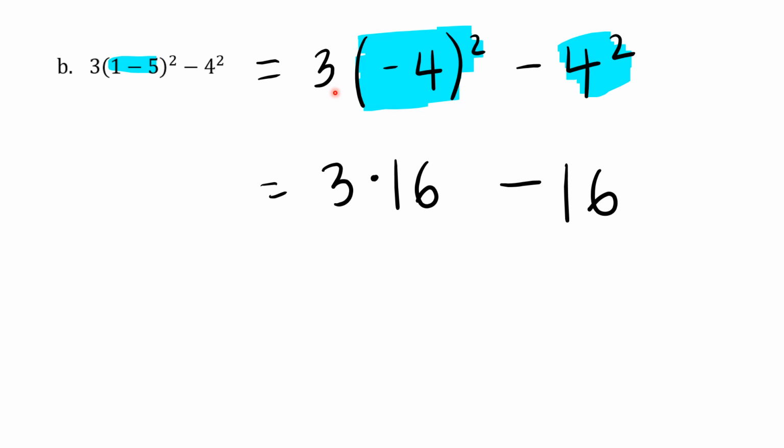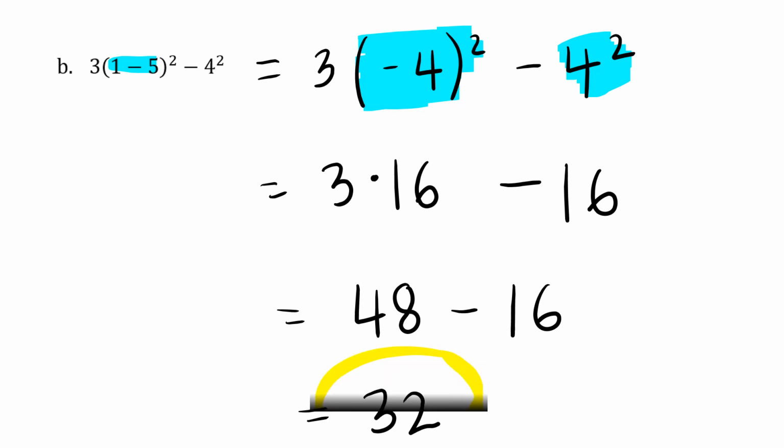3 times 16, we're doing multiplication, is 48. 48 minus 16 is 32. That's your final answer.